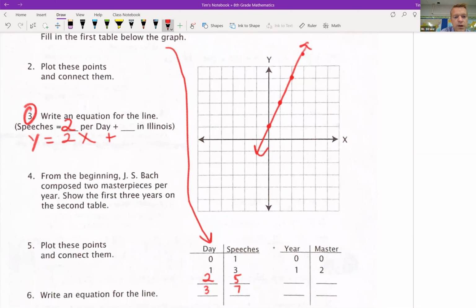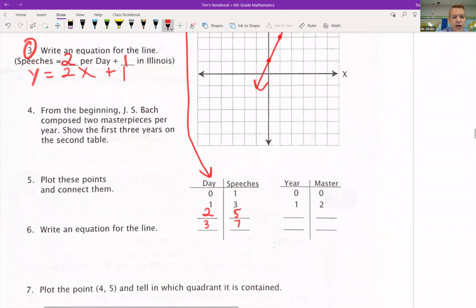Slope-intercept form. Okay, so 2x plus 1, because that is where my line is crossing the y-axis right there at 1. Okay, so 2 speeches per day plus 1 that was already made in Illinois.